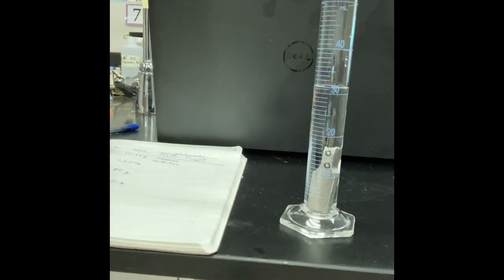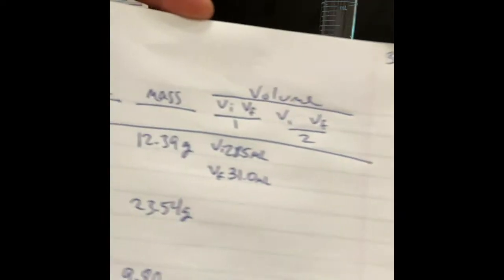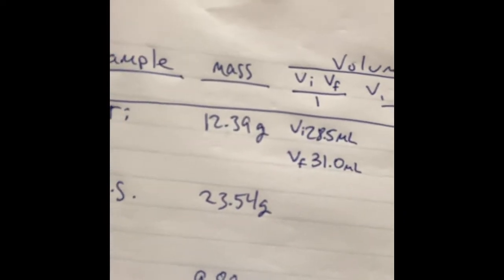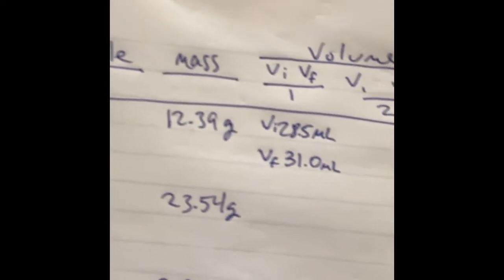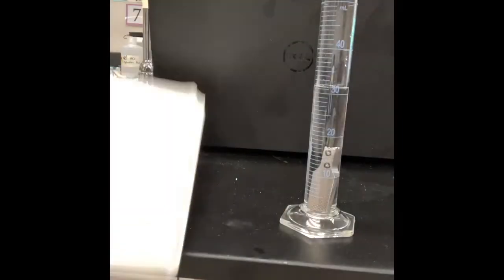That is what is expected of you. So anytime I read a volume measurement, I assume that that last digit is uncertain, okay? So that's where I am so far. This is my first try.